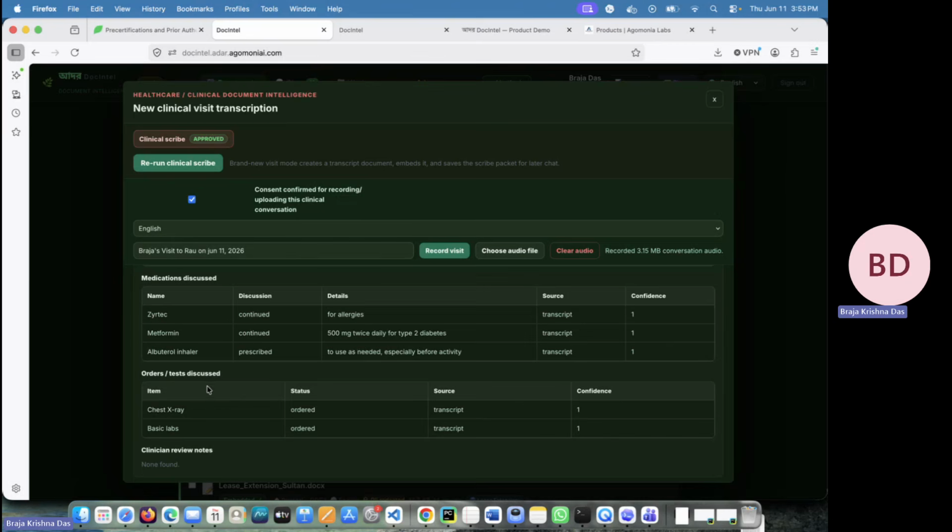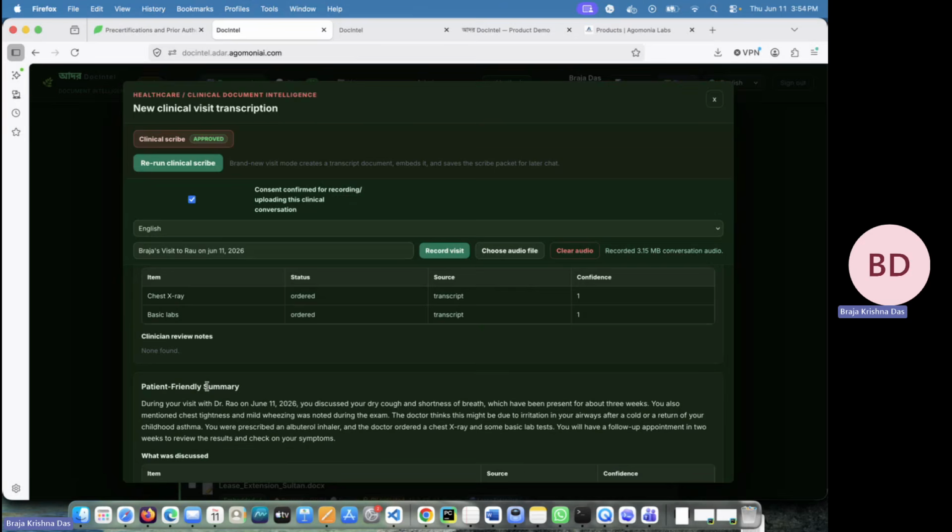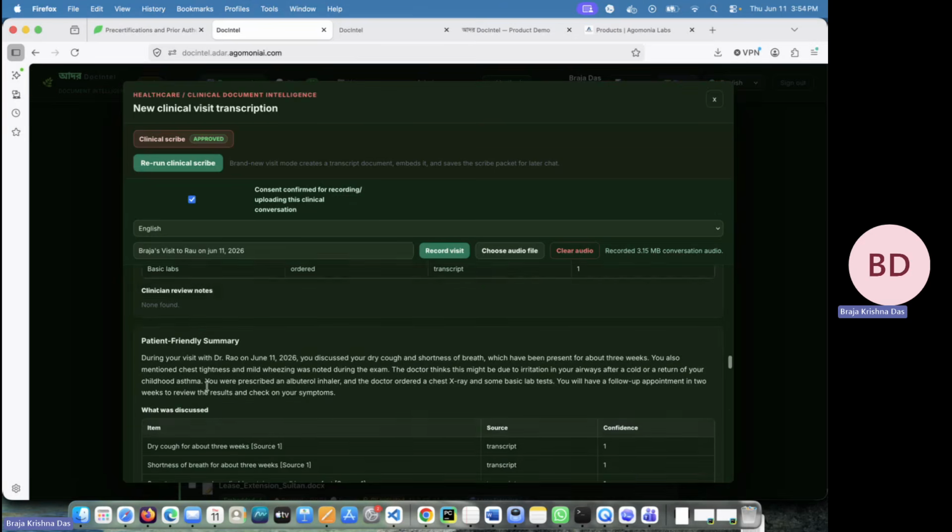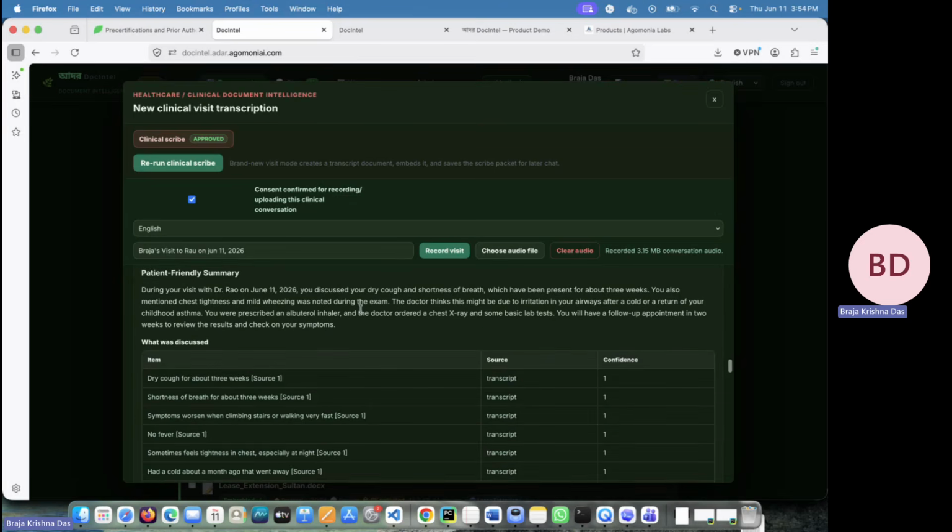What are the orders, the tests that were done, right? That was also discussed. Then the patient-friendly summary, it creates by its own, right? So this is a typical patient-friendly summary it creates, right?